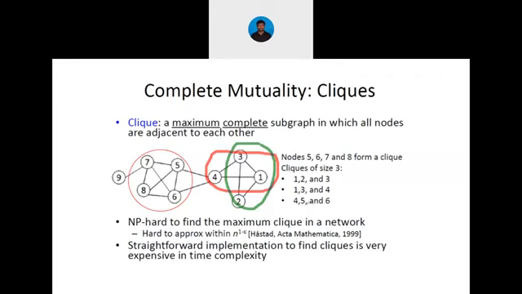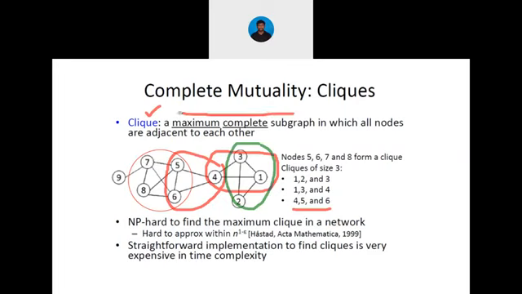And also there is another subgraph: 4, 5, 6. Right? 4 is communicating with 5, 4 is communicating with 6, and 6 is communicating with 4 and also with 5. So this is a complete subgraph and we can call it a clique. So this is actually a maximum complete subgraph, right?